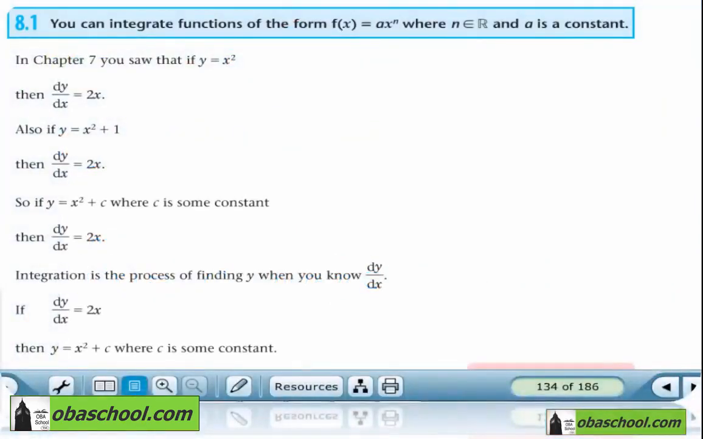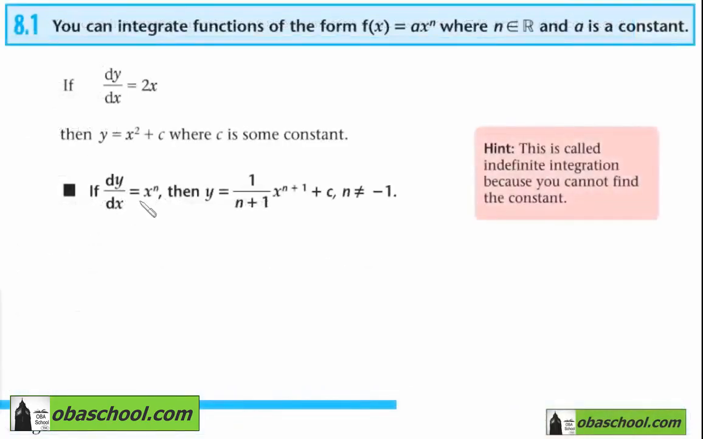Now, let's go back to page 134, where we studied in the first tutorial that if we have dy by dx equal x to the power n, then y equal 1 over n plus 1 multiplied by x to the power n plus 1 plus a constant, and again n does not equal -1. Knowing that when we have the constant, we call it indefinite integration.